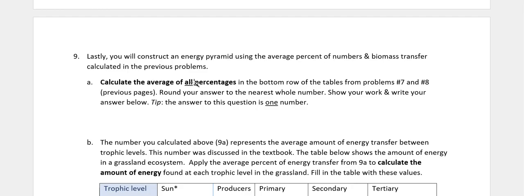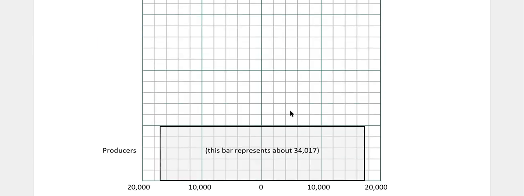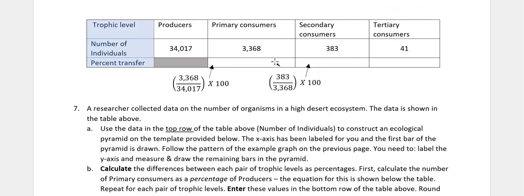So the first thing you're doing is calculating the averages of all the percents from the bottom rows of the tables for problems 7 and 8. So let's look at what you had to do there. Okay, so we'll go to problem 7. What you had to do here was figure out how much each trophic level is as a percentage of the previous trophic level. So what we had to do here is say, okay, there are 34,000 producers.